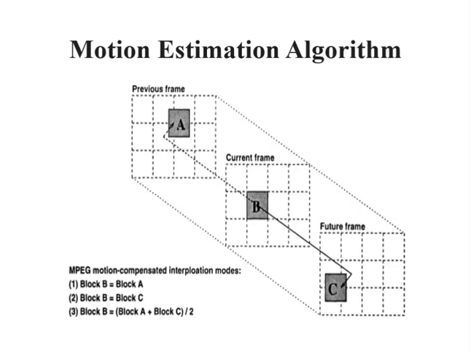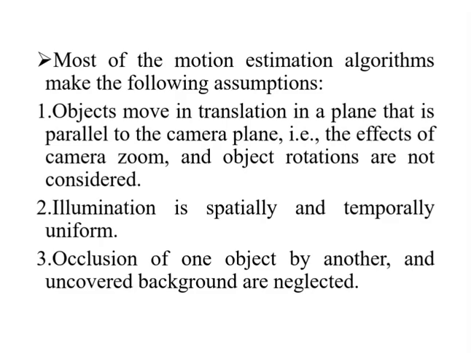Then what is a motion estimation algorithm? It consists of a previous frame, current frame and future frame. MPG motion compensated interpolation modes are: block B is equal to block A, block B is equal to block C, and block B is equal to the average of block A plus block C, divided by 2. This is the motion estimation algorithm.